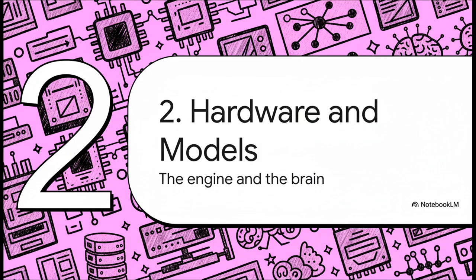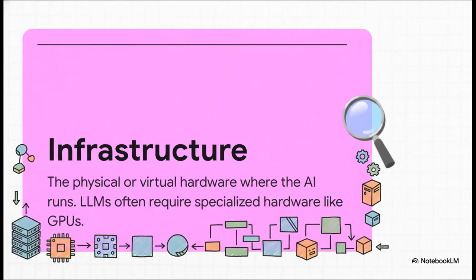The physical hardware that provides all the power, and the AI model that's going to provide the intelligence, the brains of the operation. First up, infrastructure. These huge large language models, or LLMs, they can't just run on any old laptop you have lying around. No way. They are incredibly power-hungry, computationally intensive, and they almost always need specialized hardware, specifically graphics processing units, or GPUs, just to run efficiently.